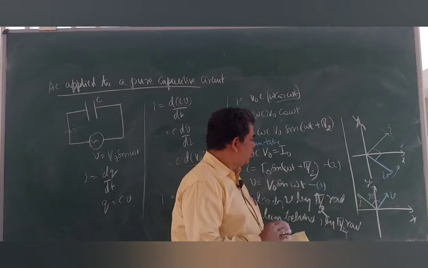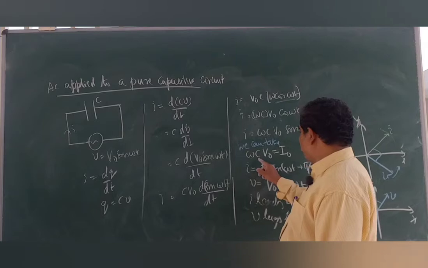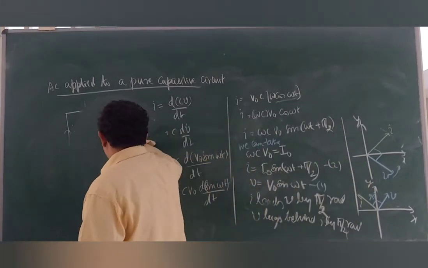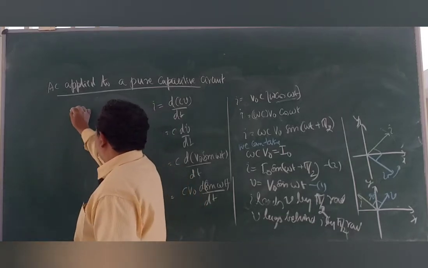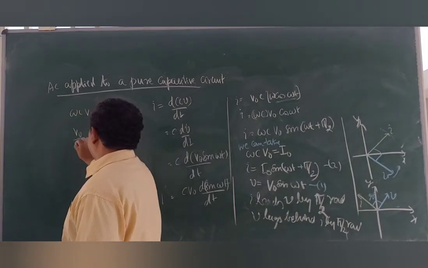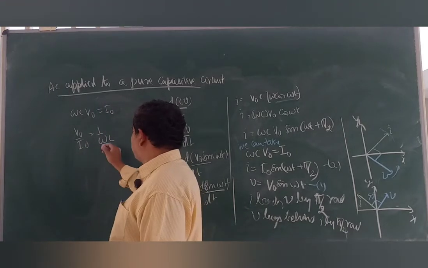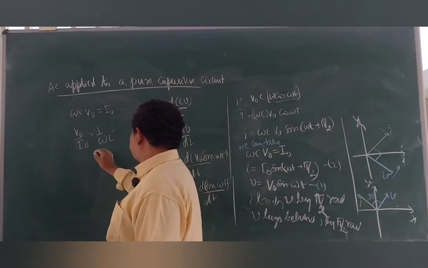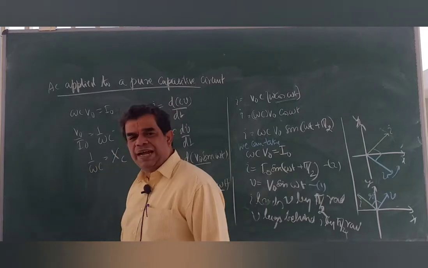So with this, we think of one more idea now. Here, omega C V naught equals I naught. So V naught by I naught is 1 by omega C. Observe again, it is the opposition but depends on the frequency. We call it as Xc. 1 by omega C is called as Xc, the capacitive reactance.